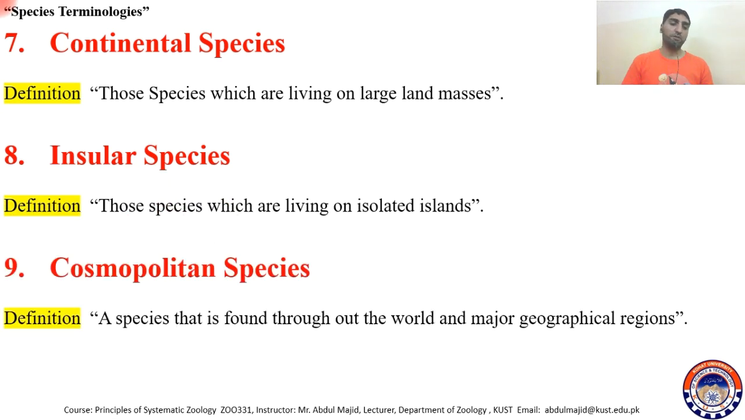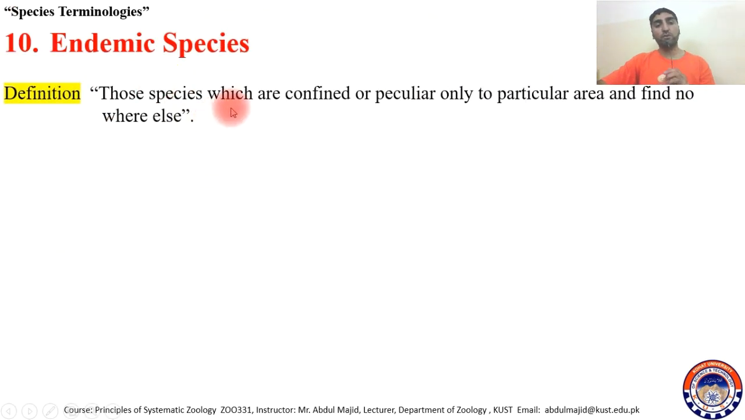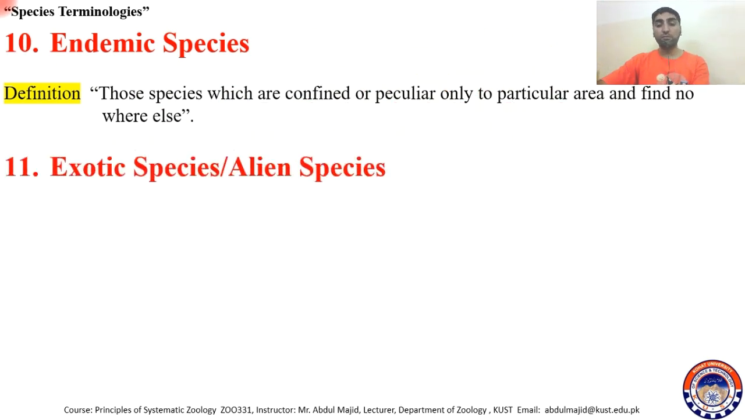Then cosmopolitan species. All those species which are found throughout the world in major geographical regions or major ecological communities are known as cosmopolitan species. And the opposite of cosmopolitan species is endemic species. Those species which are restricted or confined to one particular or peculiar area, and are not present anywhere else in the world, are known as endemic species.